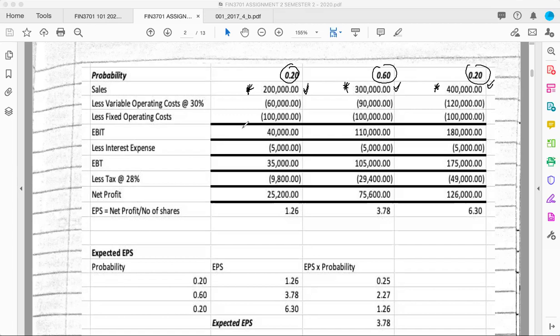So we put those sales. Then we subtract our variable operating costs, which we were told are 30% of sales. So we find 30% of this amount, 30% of this amount, 30% of this amount, and that gives us our variable operating costs. And then we were told that our fixed costs are 100,000. So we also subtract these fixed operating costs, and then that gives us our operating profit, which is also known as the EBIT: 40,000, 110, 180.